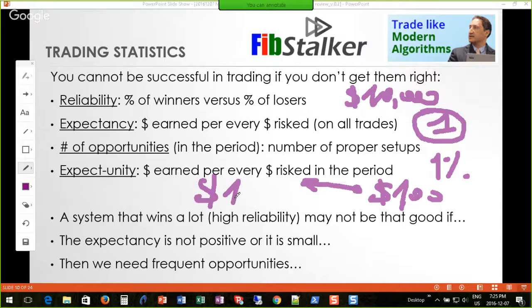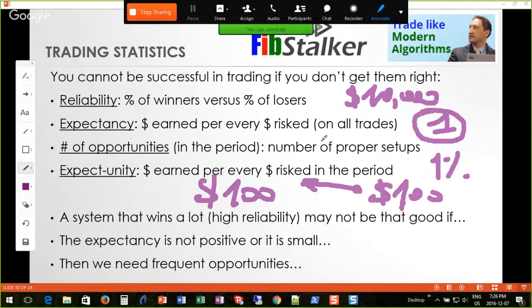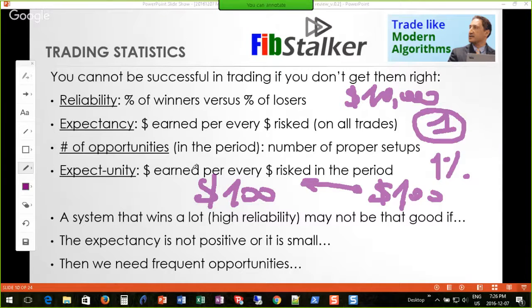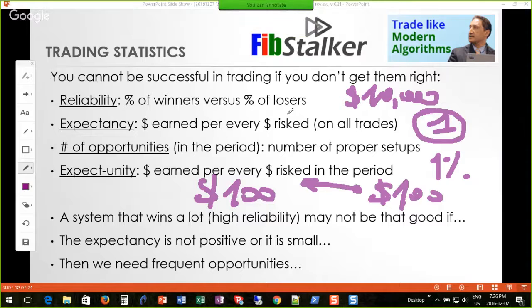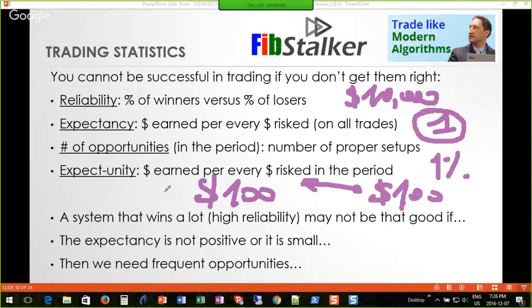Well, every time you risk $100, if the expectancy is 1, it means that you make $100. Now, this formula of expectancy is created in a way that it expresses what you earn on average, also counting the trades where you risk 100% and lose 100%. So the expectancy formula takes into account both losing and winning trades, and that's very, very important.